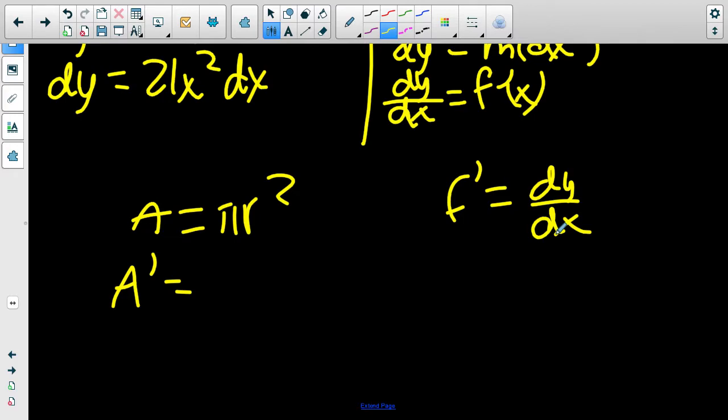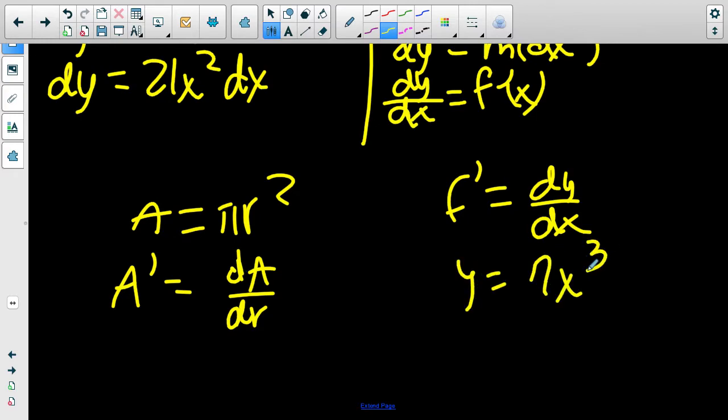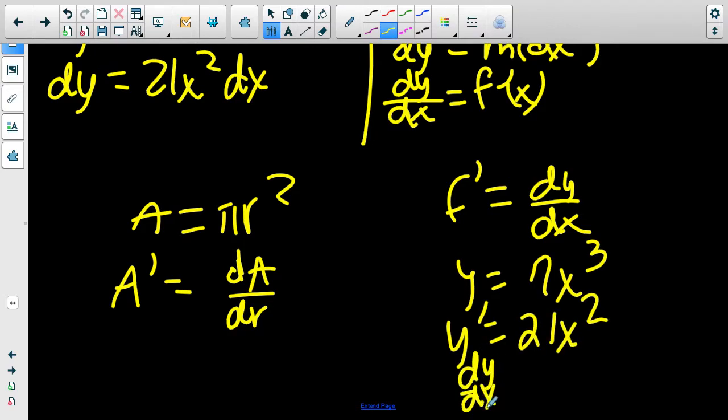So what would A prime mean? That's dA over what? dr. The area is not going to change unless I change the radius, right? Unless it's a related rate problem, then it's dA/dt, dr/dt. But do y'all see what I mean here? If I have y equal to 7x cubed, y prime is 21x squared, but y prime is really dy over dx equals 21x squared, okay?